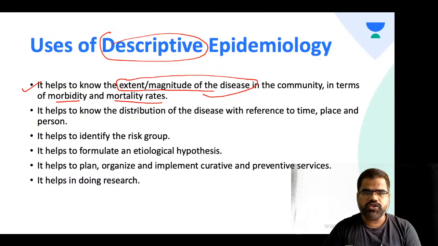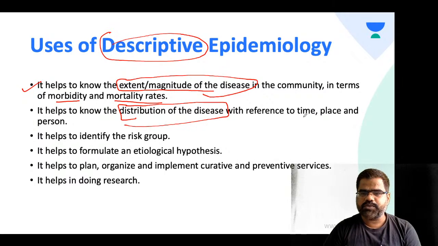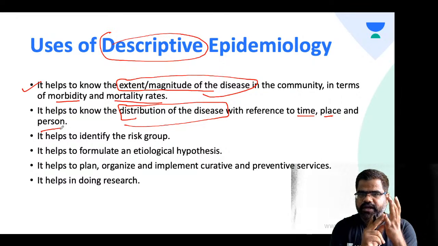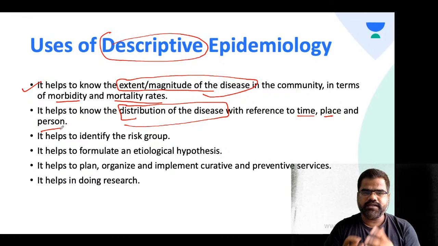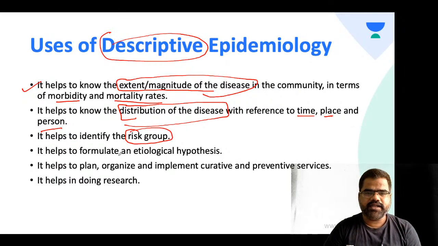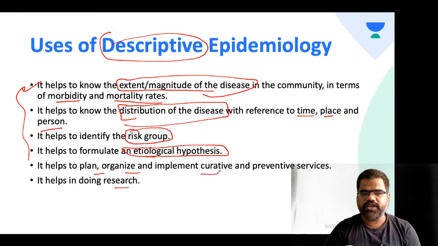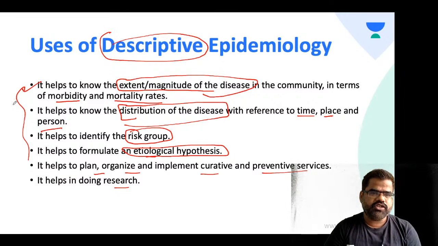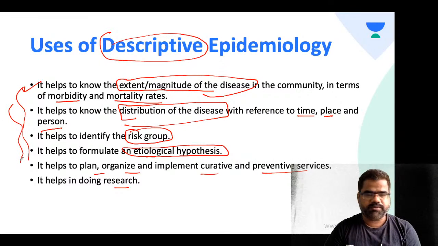Descriptive epidemiology also helps us to understand the distribution of disease with respect to time, place and person. So it helps you know the morbidity and mortality and the distribution pattern. It also helps us to identify the risk group. And third, it helps to formulate an etiological hypothesis, right? And once you know all this, it also helps us in research, planning, organizing and implementing curative and preventive services. So this is all about the use of descriptive epidemiology.